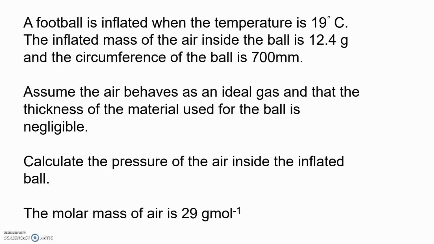So a football is inflated when the temperature is 19 degrees Celsius. The inflated mass of the air inside the ball is 12.4 grams, and the circumference of the ball is 700 millimeters. We're going to assume that the air behaves as an ideal gas, and we can ignore the thickness of the material used for the ball. Calculate the pressure of the air inside the inflated ball. We're told the molar mass of air as well, 29 grams per mole. So where do we start here?